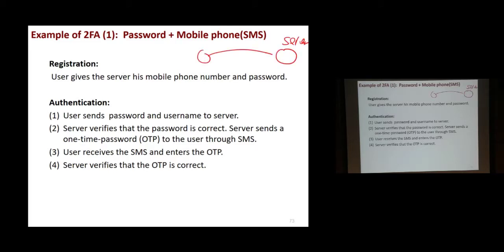After the password is entered, the server will send an SMS to the mobile phone. The user reads the one-time pad and then keys it in at the workstation and so on. So this is two factors. One factor is what you know, and this one is what you have.